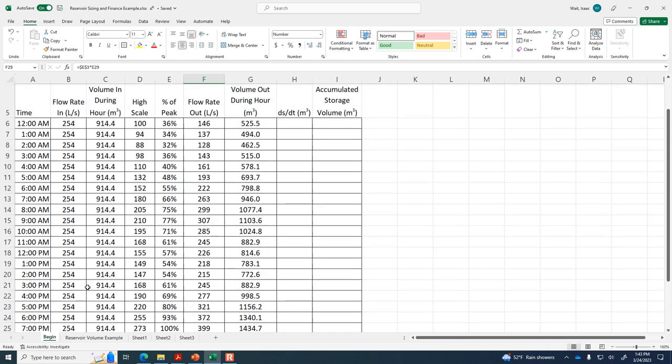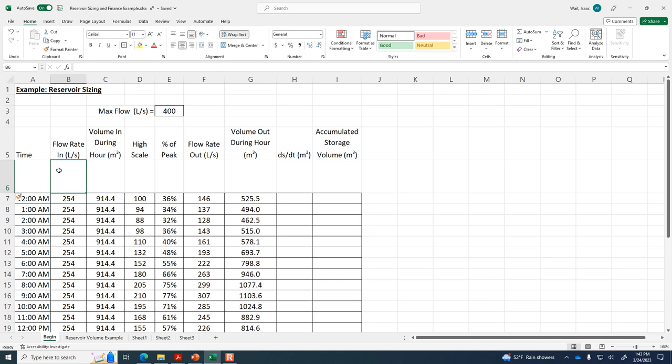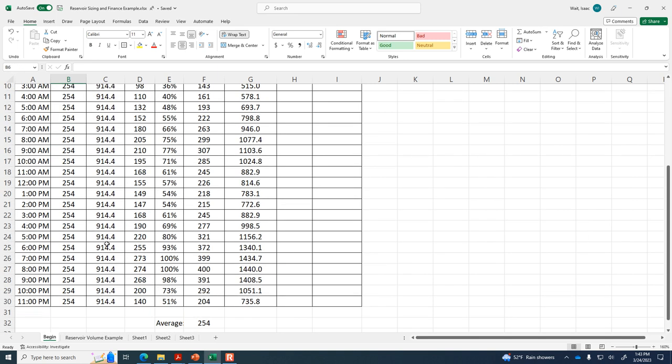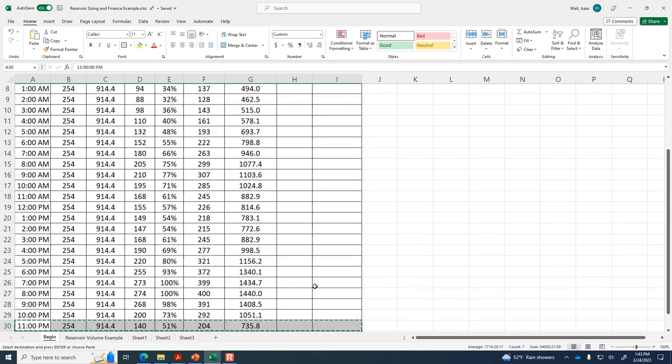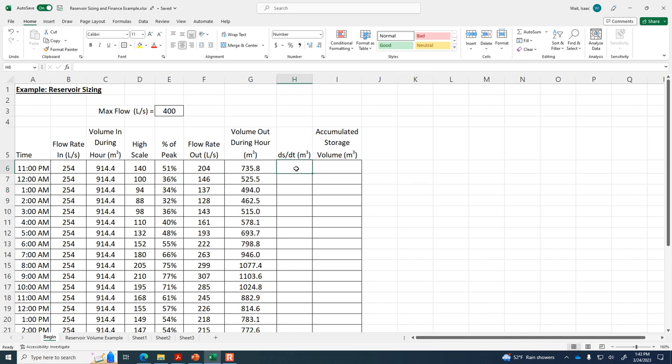So here's what I'm going to do. I want to add an extra row at the top of my table. That's big. I'm going to move the 11 o'clock hour to the top of my list. So Control X to cut, Control V to paste. So I'm starting at the 11 p.m. hour because I want the top of my analysis to be when the reservoir is just barely starting to fill for the night. We're assuming it's empty, and now it's just starting to fill.